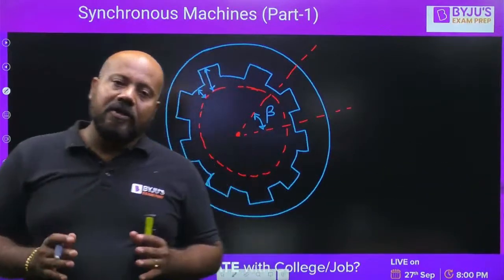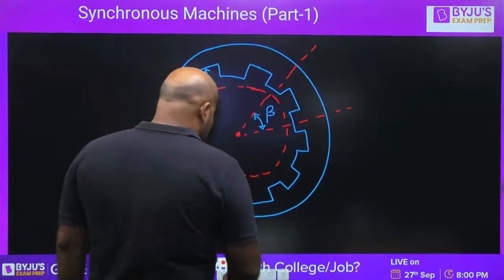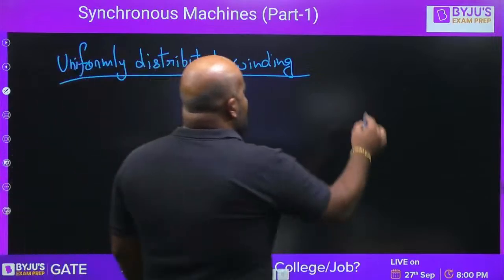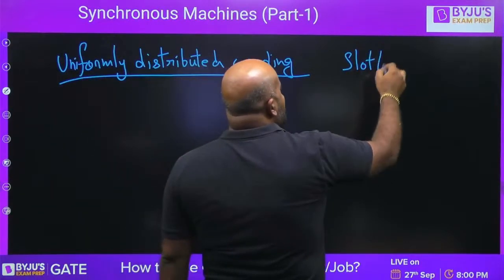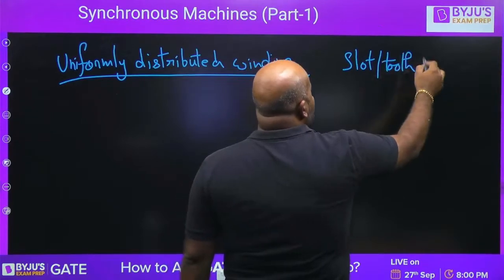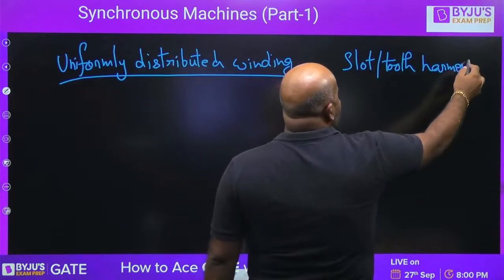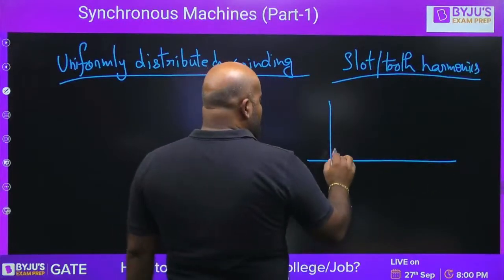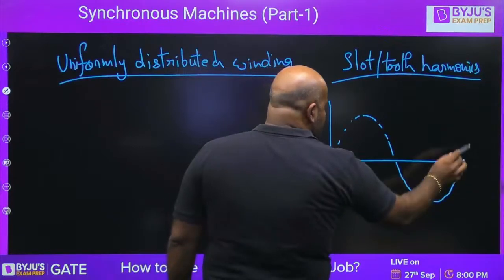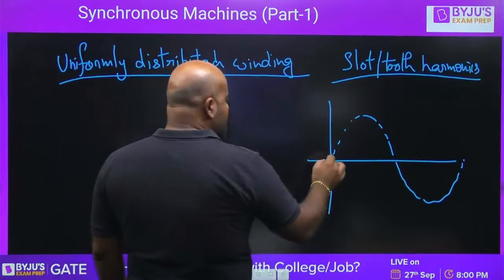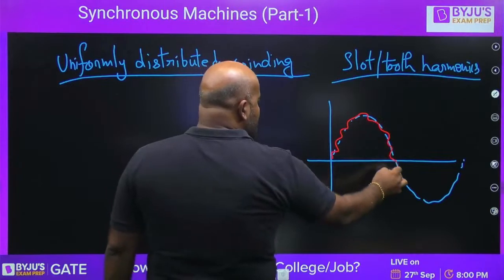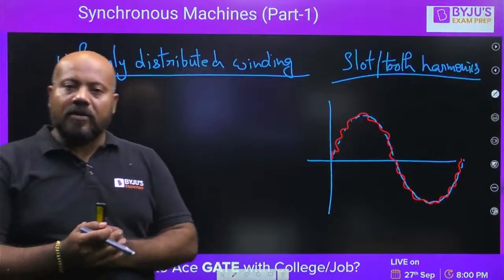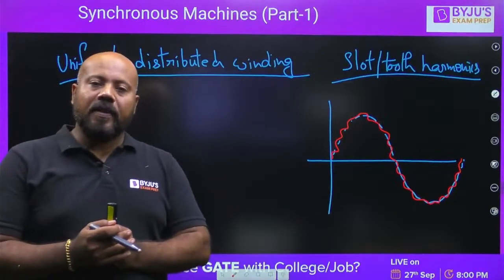Because of this sudden change in the air gap, definitely, if you see the output in terms of slot or tooth harmonics, then we want a sinusoidal output, but actually what we are getting is something like this. Because of slot or tooth harmonics. We want to avoid these slot or tooth harmonics. So what are we going to do?